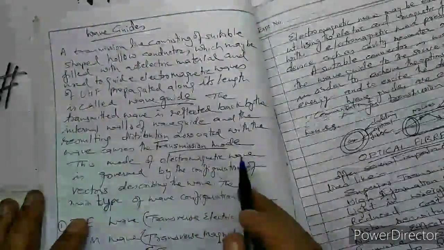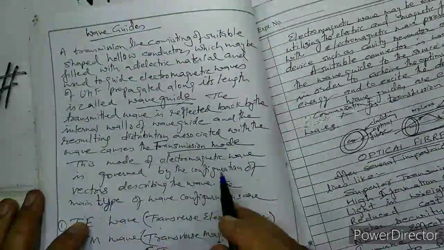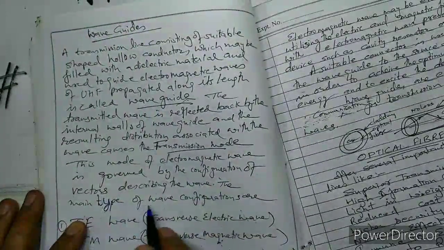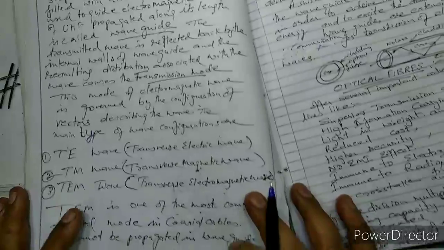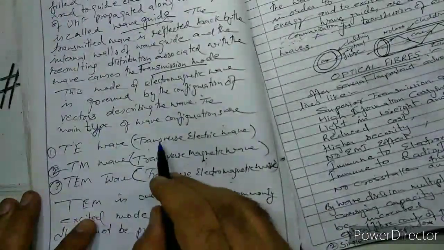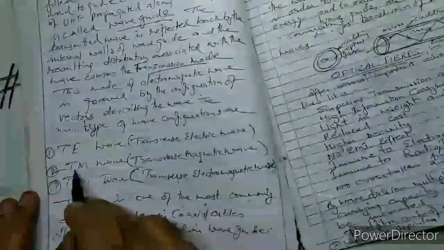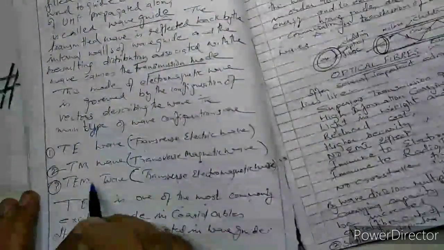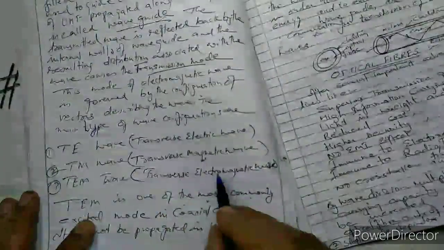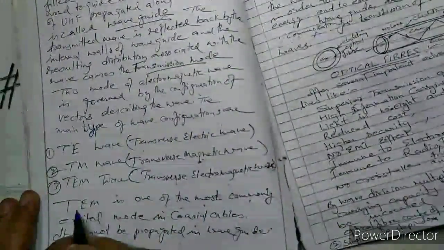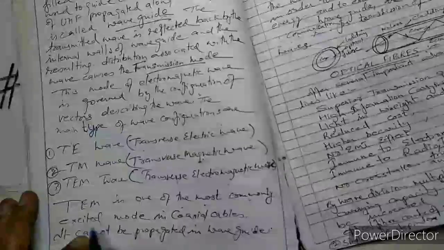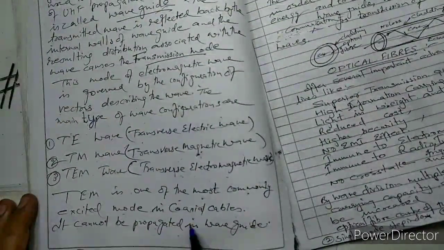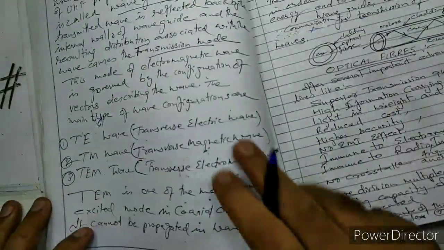This mode of electromagnetic wave is governed by the configuration of the vectors describing the wave. The main types of wave configurations are TE wave or transverse electric wave, TM wave or transverse magnetic wave, and TEM wave or transverse electromagnetic wave. TEM is one of the most commonly excited modes in coaxial cables. It cannot be propagated in waveguides.